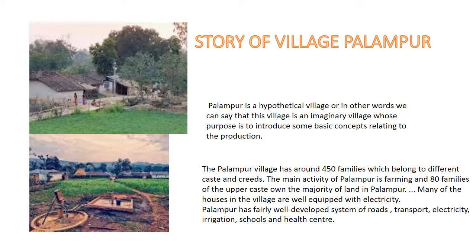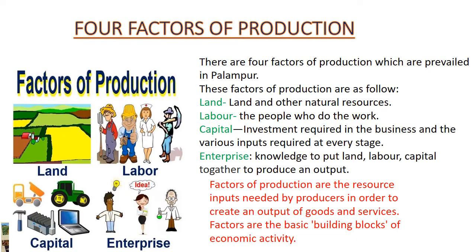Let us know more about the basic concepts relating to production. We have 4 factors of production: land, labor, capital and enterprise. Production is when goods and services are produced. There are 4 requirements for production. The first requirement is land.